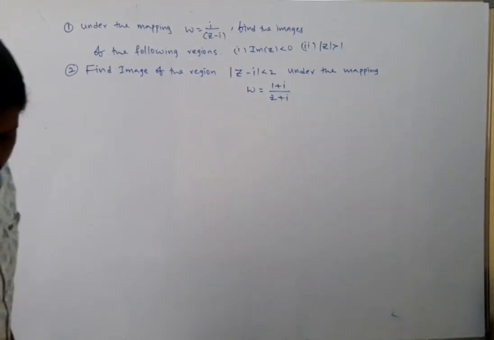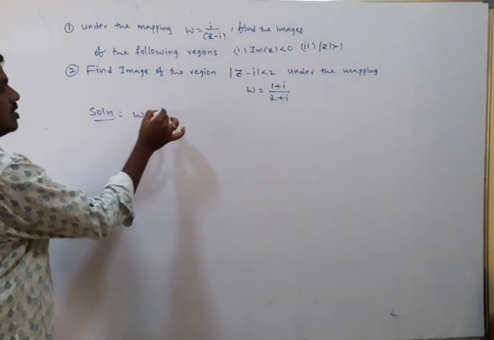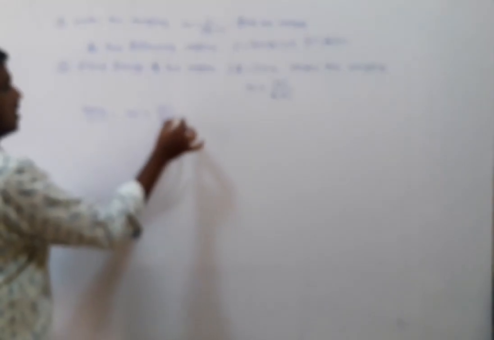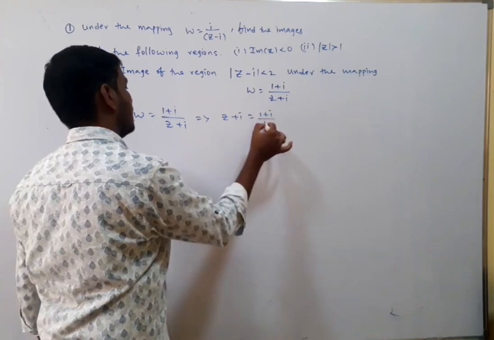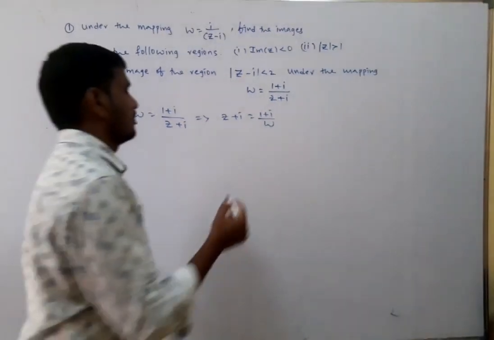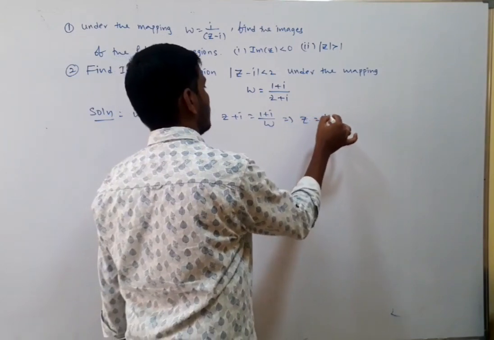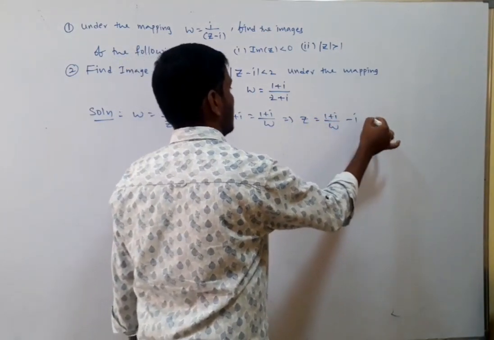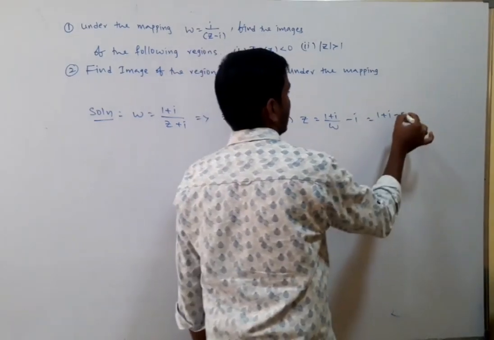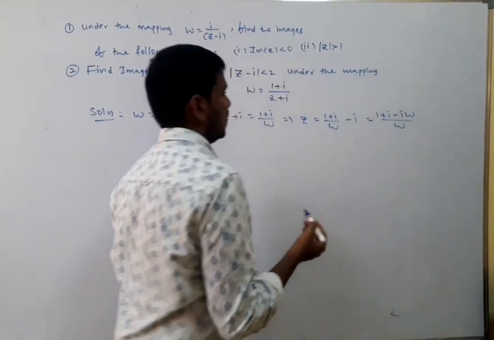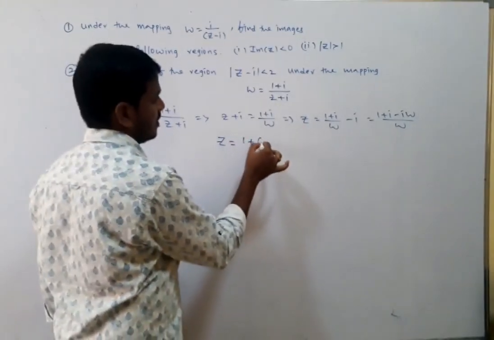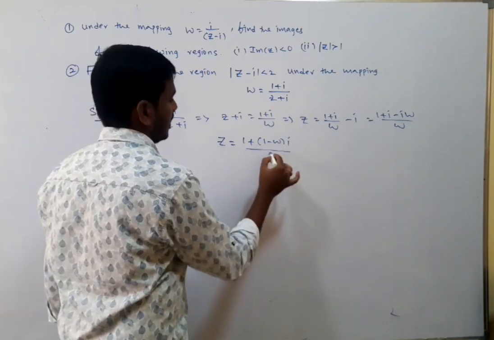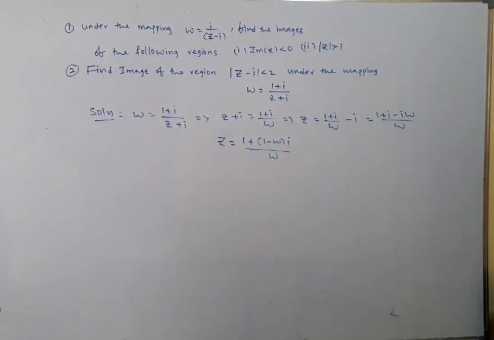Okay, given the transformation, the second problem: w is equal to (1 plus i) divided by (z plus i). From this, by cross multiplication, z plus i is equal to (1 plus i) divided by w. From this, z is equal to (1 plus i) divided by w minus i, which is (1 plus i minus iw) divided by w. So this can be written as z is equal to (1 plus (1 minus w) into i) divided by w. This is z.